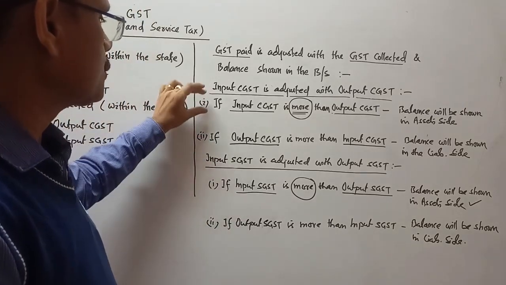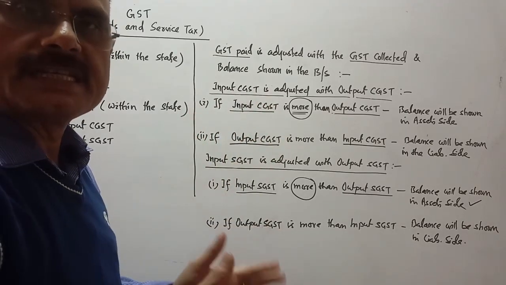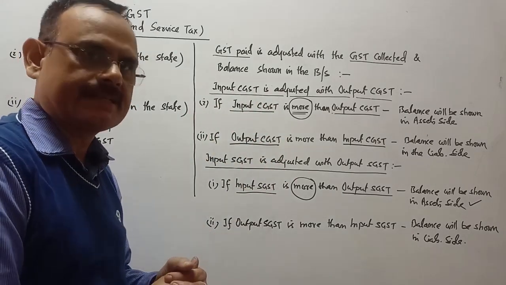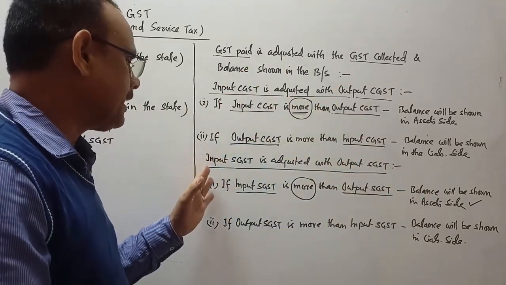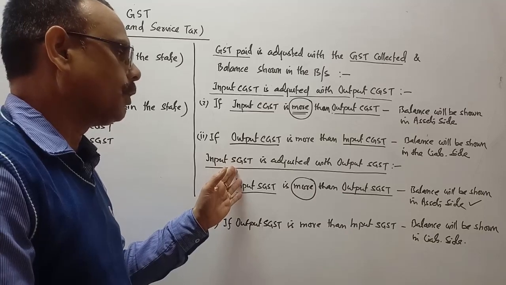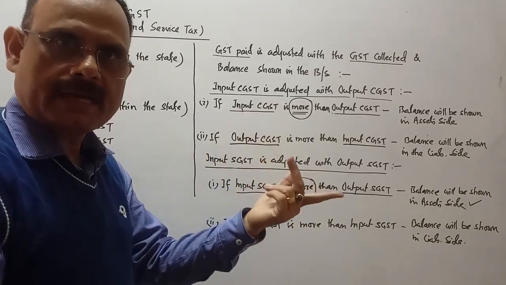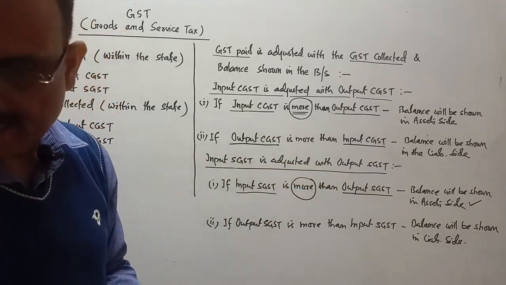So there may be two situations. If input CGST is more and output CGST is less, then the difference amount will be reflected on the asset side, vice versa on the liability side. Similarly, if input SGST is more and output SGST is less, then the balance amount is on the asset side, vice versa on the liability side. Okay.